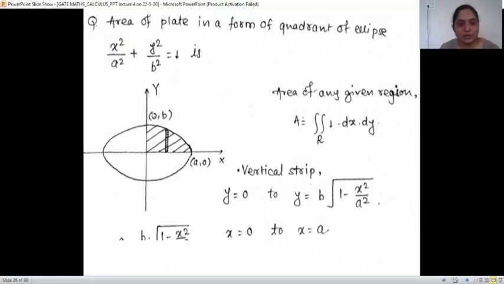So given is an ellipse, we are trying to draw the ellipse. This is the major axis, one is the minor axis. So a is major and b is minor. So this is the ellipse, right? And area we know it is integration dx dy, right? So vertical strip, it is your choice now which strip you want. So we are drawing vertical.